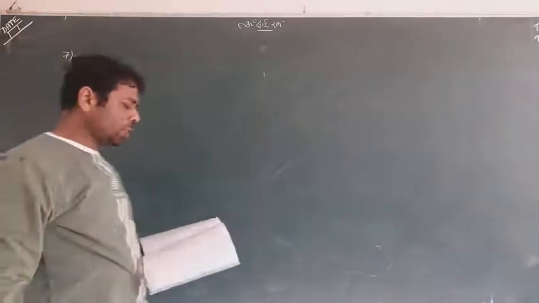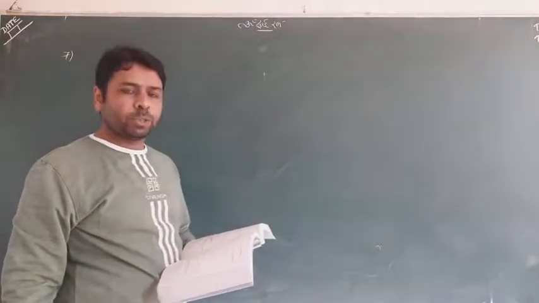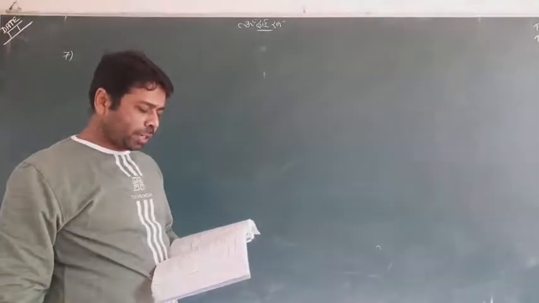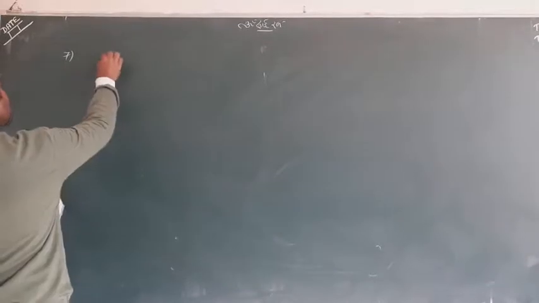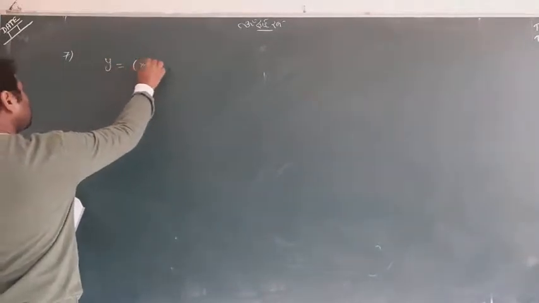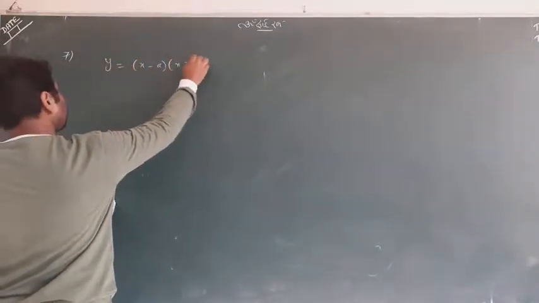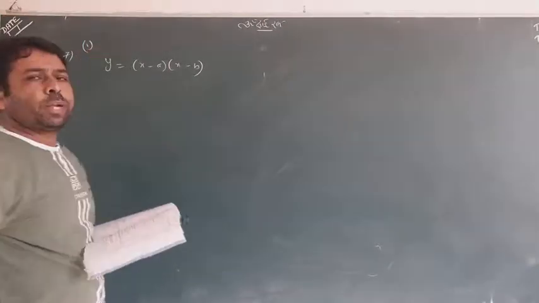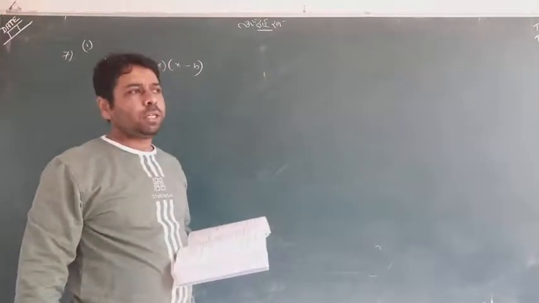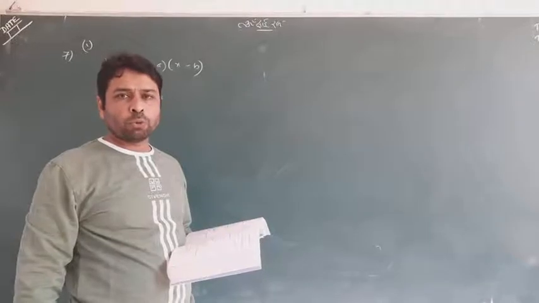Question number 7 says: for some constants a and b, find the derivative. So we just want to find the derivative. How can we find it? The first question is (x minus a)(x minus b). Let me explain one thing: we have two methods to do this question.